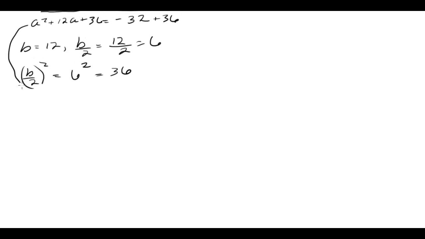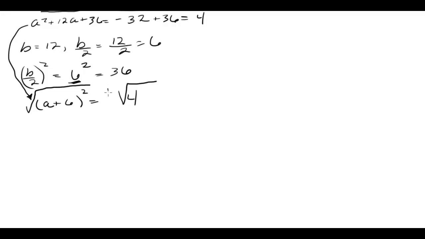Okay, so this is a perfect trinomial square, so I can write it as a plus 6, the whole quantity squared, which is going to equal minus 32 plus 36, which is 4. So that's going to equal 4. Now I have the left-hand side as a perfect trinomial square. So that means I'm going to be able to apply the square root rule, which means I take the square root of the left-hand side, and of course I'm going to do the square root of the right-hand side.